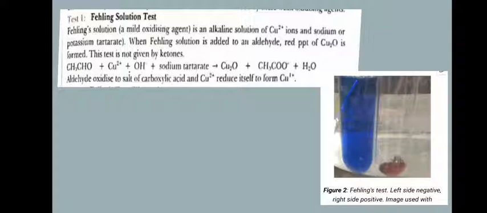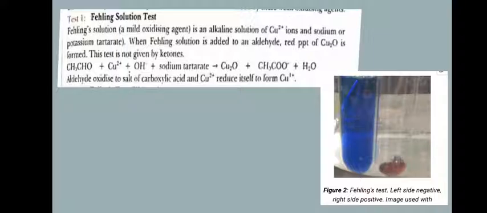Here is given with some image. Fehling solution test, that is taken from your textbook. Fehling solution, a mild oxidizing agent, is an alkaline solution of cupric ion Cu+2 and sodium or potassium tartrate. The same tartrate which you discussed, 2,3-dihydroxybutanedioic acid, in your optical isomerism topic.